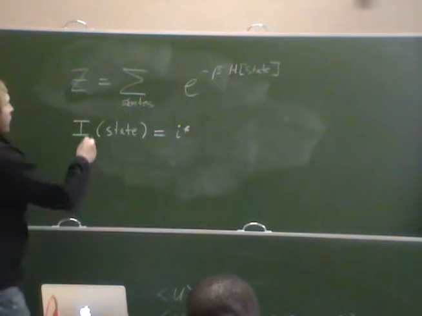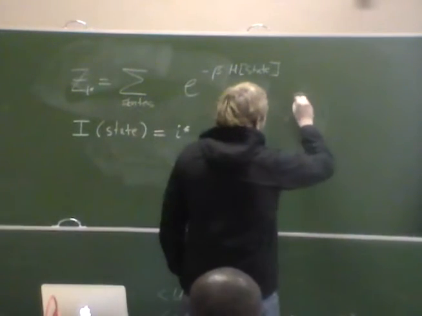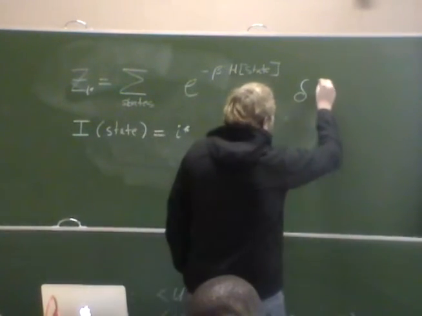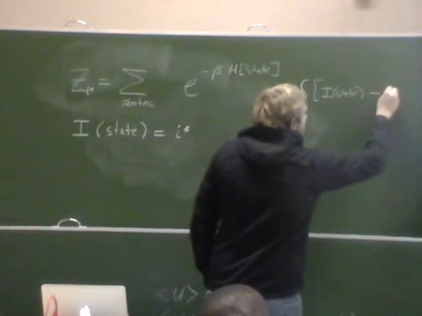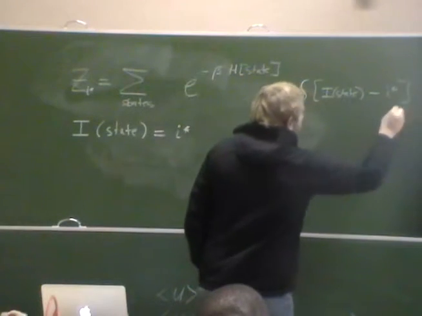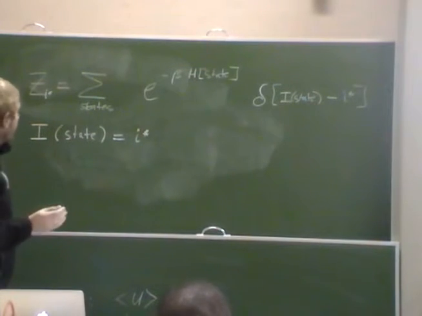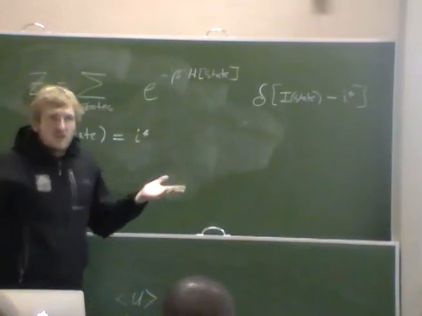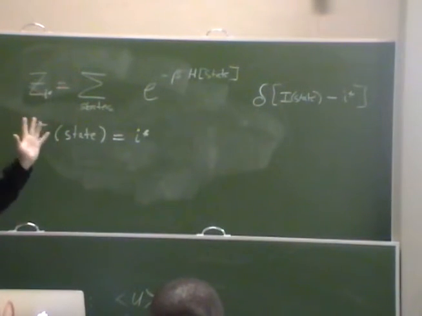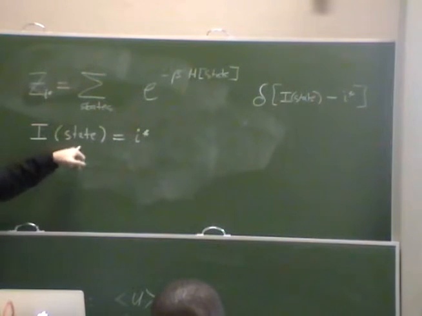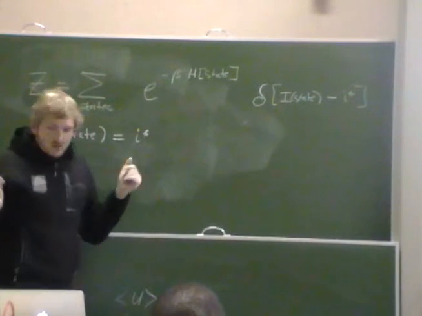Well, how do you do that? You can incorporate this constraint simply by putting in some delta function. So I'm writing this formally now. Let's just say I of the state must equal I star. So, I hope this notation is reasonably clear. If I don't have a constraint, I just sum over all states. Each state has a certain likelihood of appearing. But now, I want to sum over all states, but select those that have a certain property. How do I do that? I include a delta function formally in my partition function.